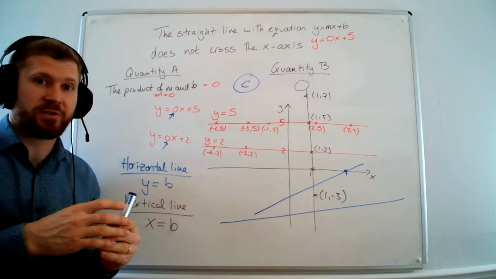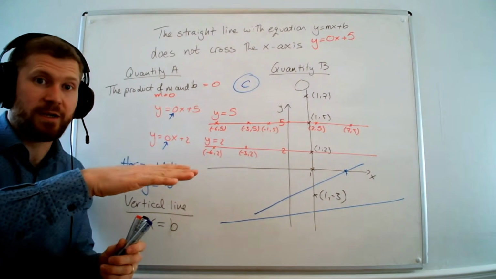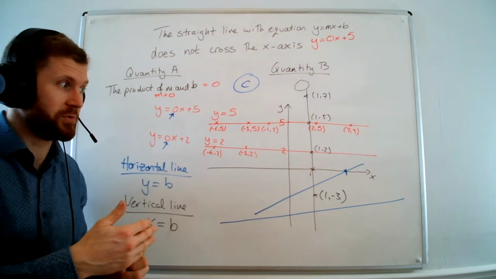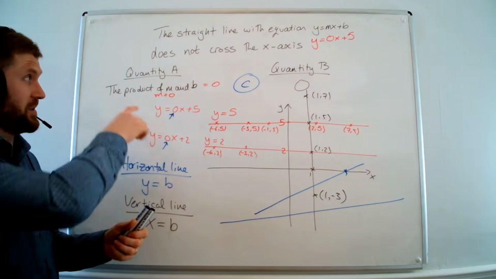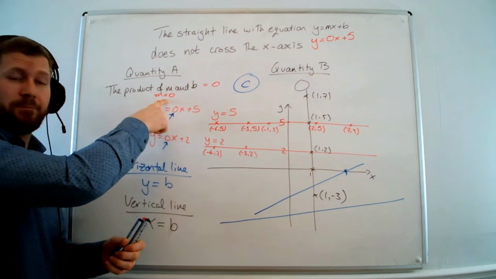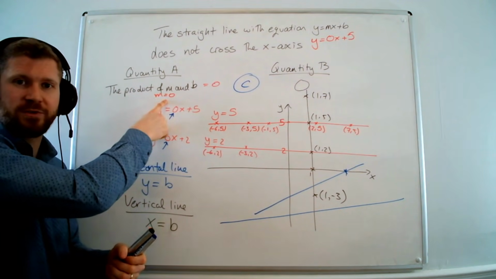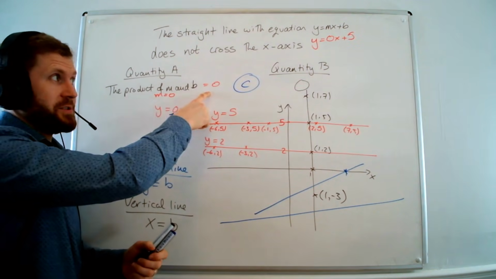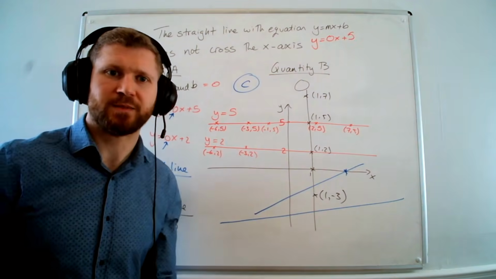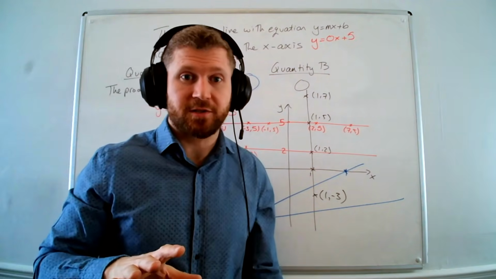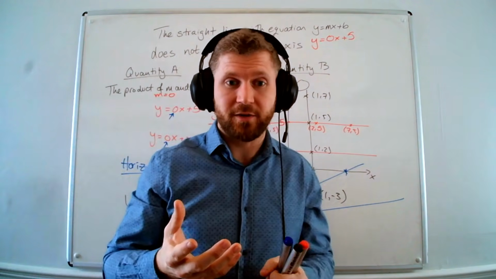So the equation of a horizontal line is y is equal to a number. The equation of a vertical line is x is equal to a number. And that's really all I need you to know in order to get through this question, because the product of m and b, the slope of our horizontal line was 0, which meant quantity A was 0, which meant that A and B were the same. And so we could choose C here. All right, so horizontal and vertical lines, that's how they're going to work.